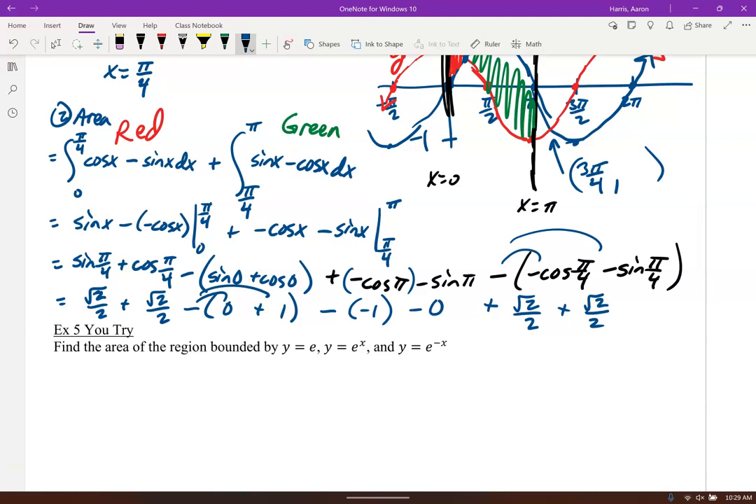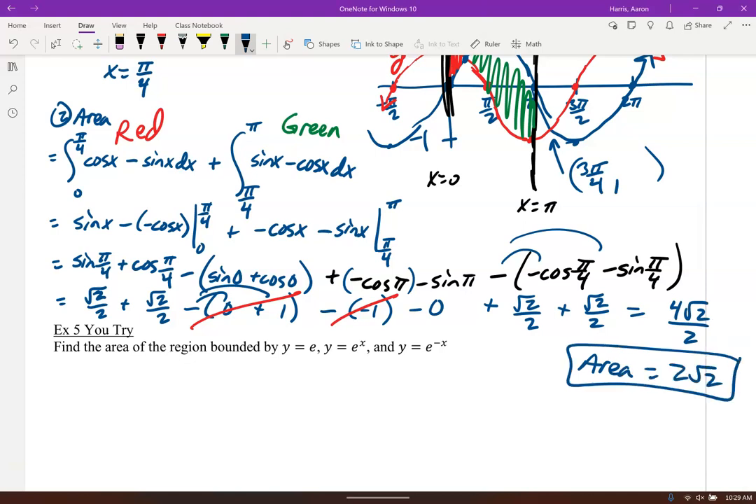I distribute that there, so I got a -1 plus 1. So the -1 plus 1, those are gone. So it looks like I have √2 plus √2 plus √2 plus √2. That's 4 √2/2. So this area is 2√2. Let's go ahead, pause it here, and start graphing and working on that next U-sub problem.